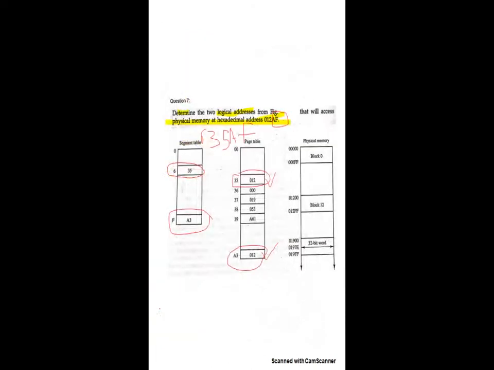Now understood? The solution is very simple. When the physical address is given, you have to see that block 012 is present in which page. So page 35 and page A3. You have to find out which segment number each page is present in. Then just write the logical address from segment number to page number to word. You will get the solution.